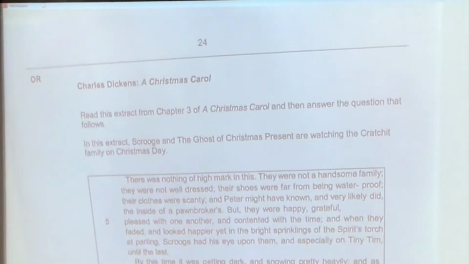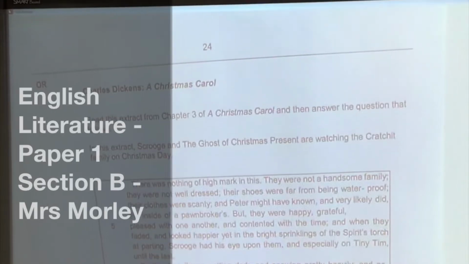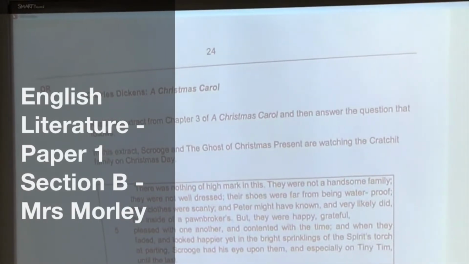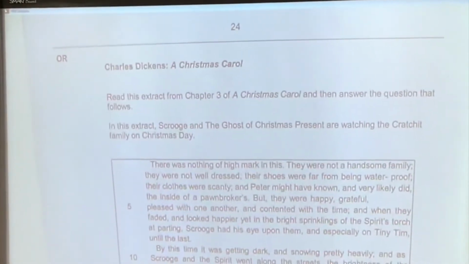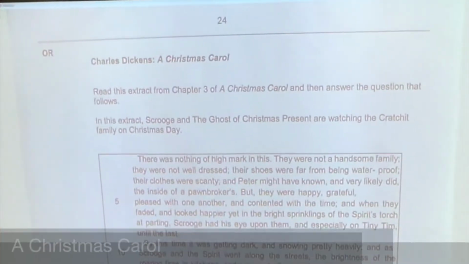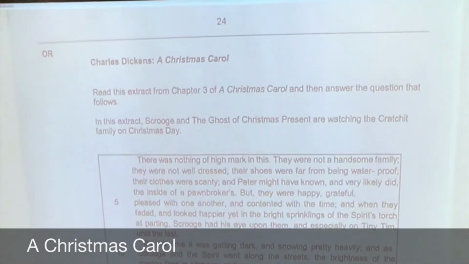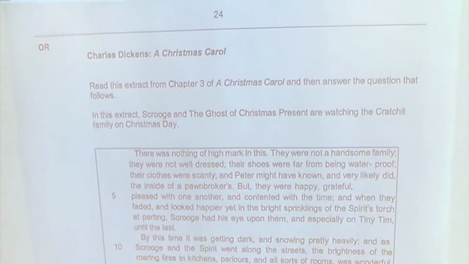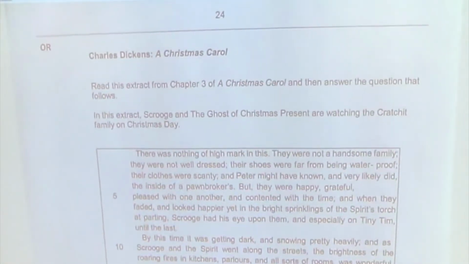for an answer for English Literature, Paper 1, Section B. So the example that I've got for you here is from A Christmas Carol. So at this point in the exam, you have already answered on Romeo and Juliet. Don't forget that you've had to rifle through all of your papers.